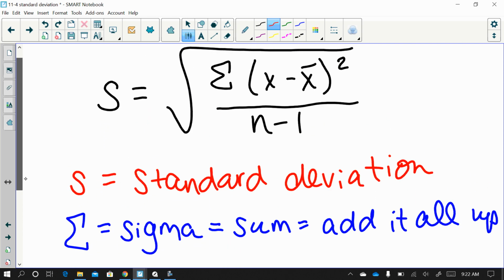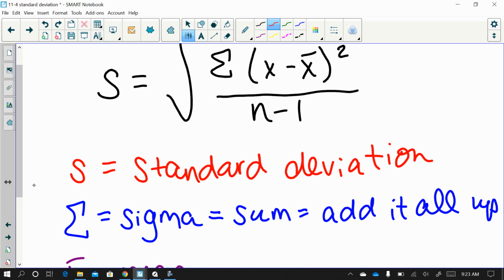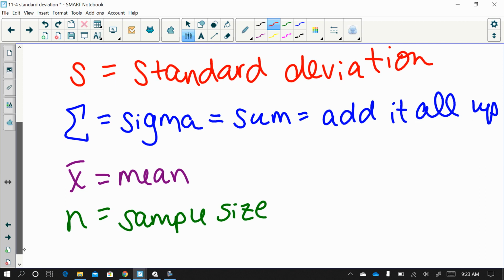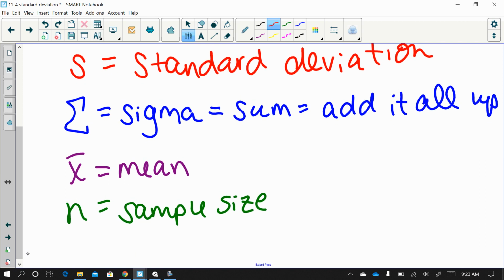The weird E looking thing is called sigma, the Greek letter sigma. That means sum, so I'm going to add up everything I do in the parentheses there. X bar stands for mean, the average, and N is your sample size. So we're going to calculate each of these. Ready? Okay, here we go.